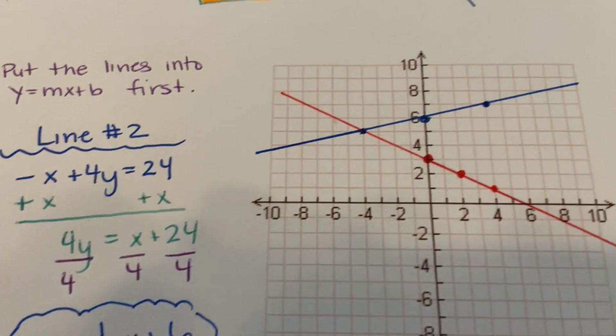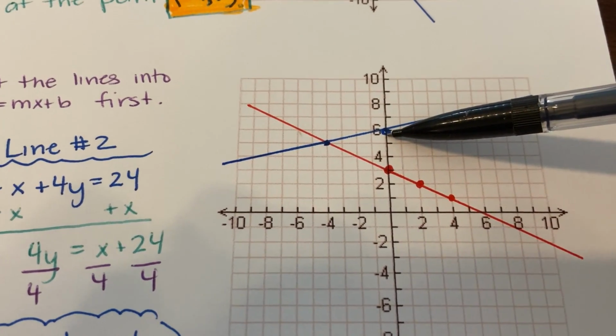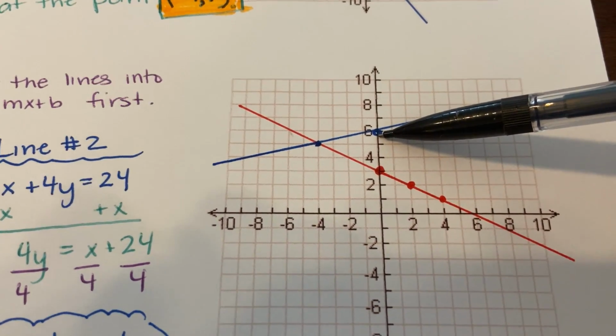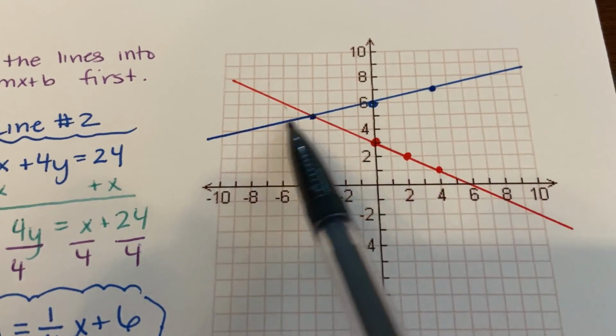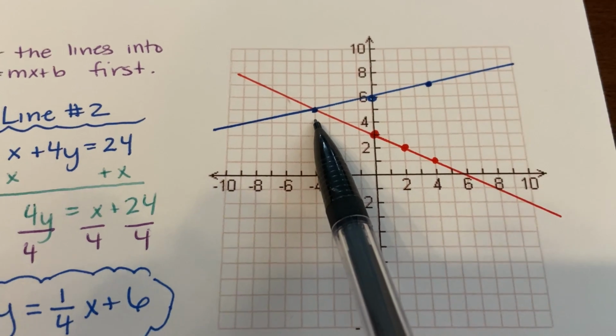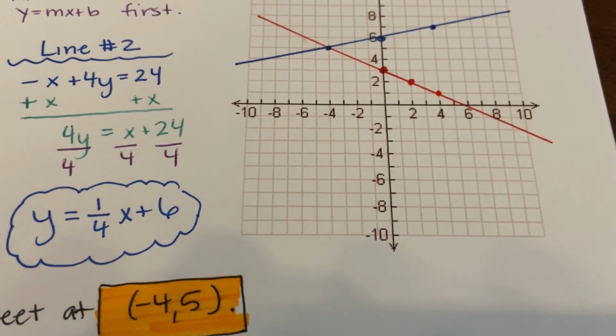So this line is going to start up at 6 on the y-axis and has a slope of 1/4. So I'm going to go up 1 over 4. Then I can draw my line, and I can see that these two lines are going to intersect at the point -4, 5.